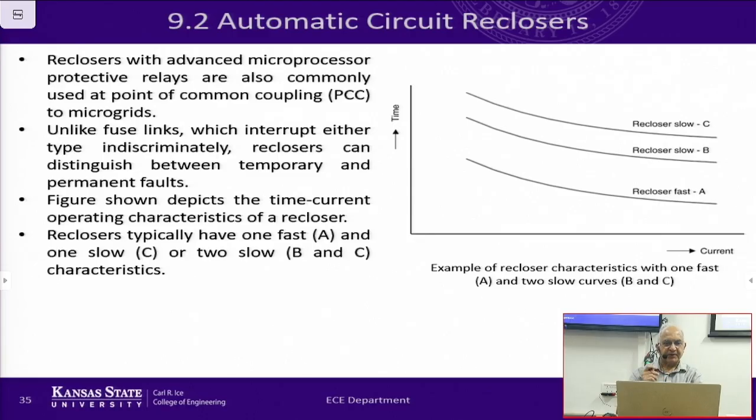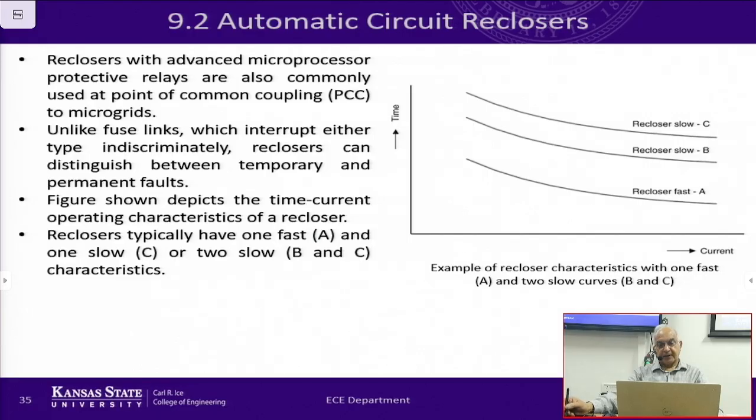Now, as far as the reclosers are concerned, advanced microprocessor protective relays are also commonly used. These are also used at the point of coupling with the microgrids in some applications, because the microgrid has to be connected to the grid as well as disconnected, so reclosers can be used in those locations. And as I already talked about reclosers in the previous discussion, this shows the recloser characteristics.